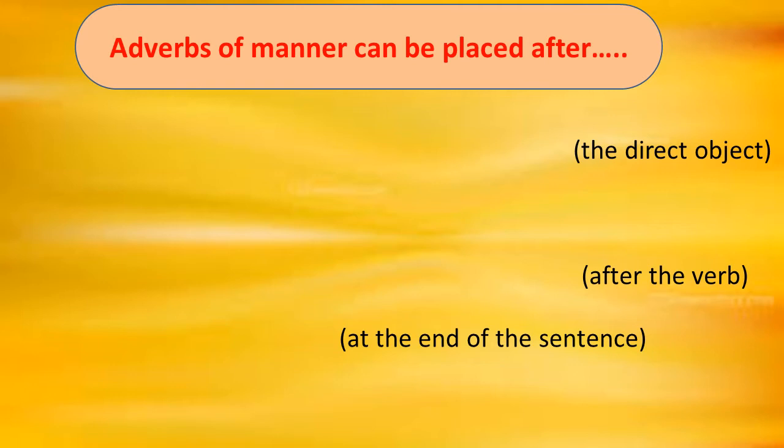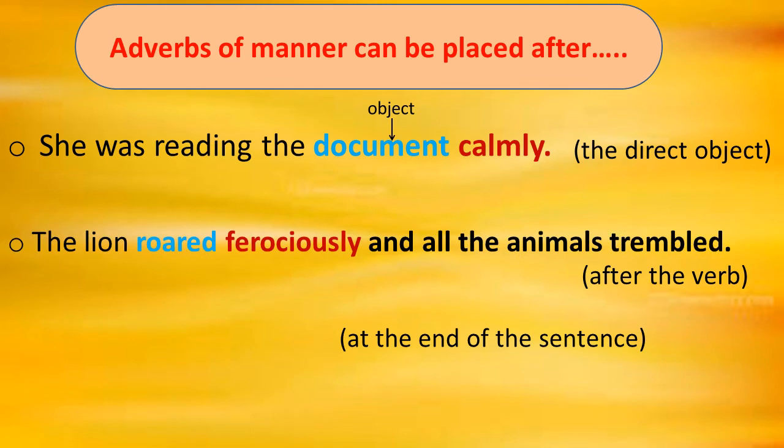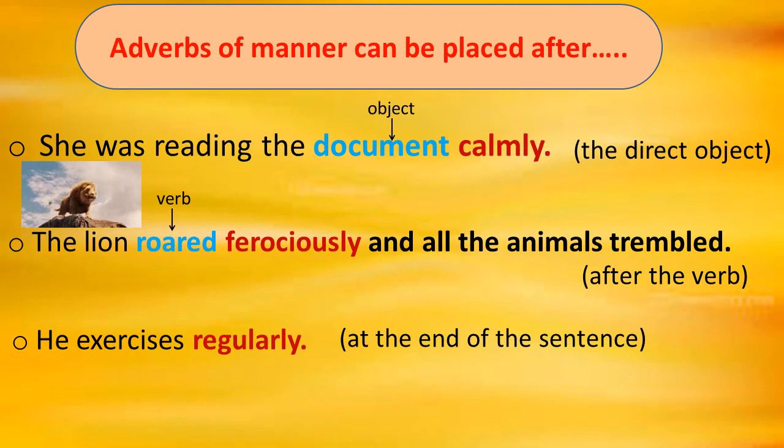The first example says she was reading the document calmly. So, here it is placed after the direct object. The second example says the lion roared ferociously and all the animals trembled. Here you can see the adverb is placed in the middle, that is after the verb roared. And next example says he exercises regularly. Here the adverb is placed at the end of the sentence.